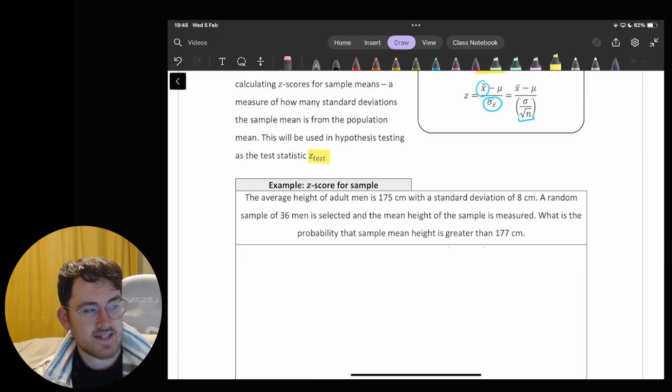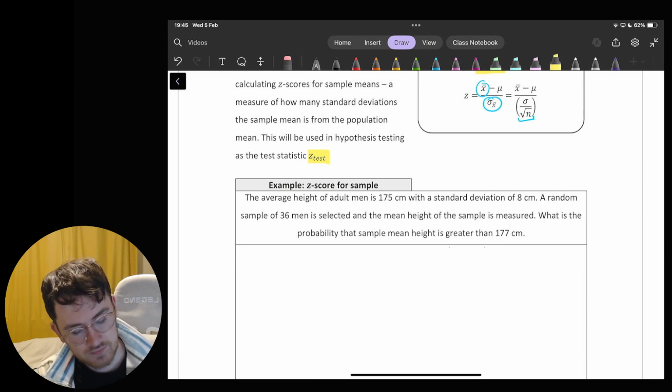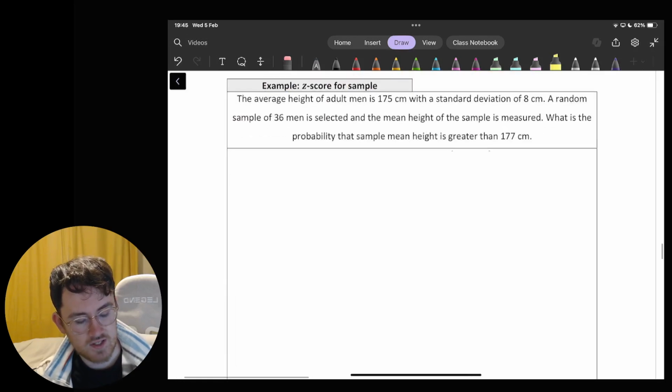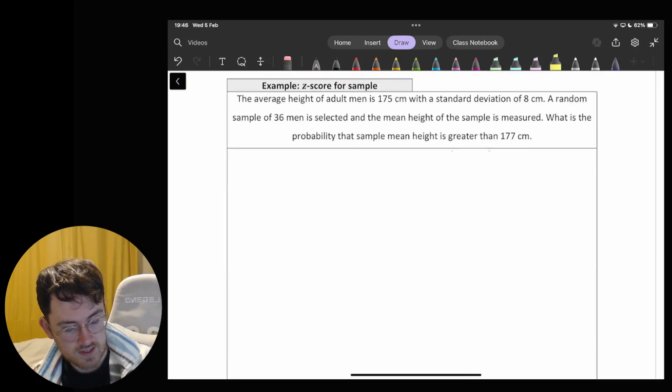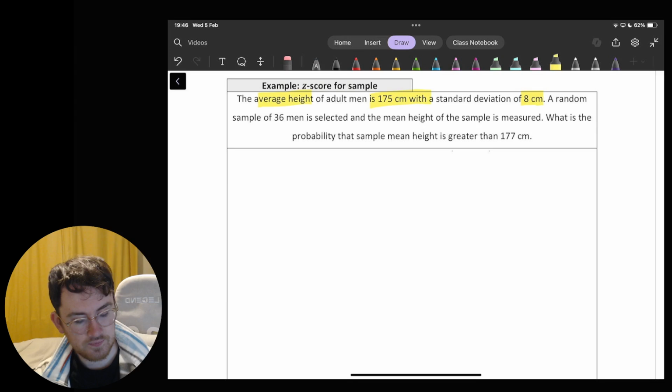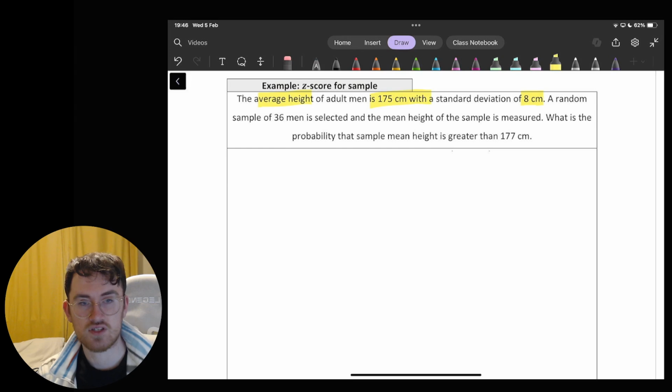So looking at the z-test for sample means. The average height of adult men is 175 centimeters, so that's a mean height, with a standard deviation of 8. A random sample of 36 men is selected and the mean height of the sample is measured. What is the probability that the sample mean height is greater than 177?